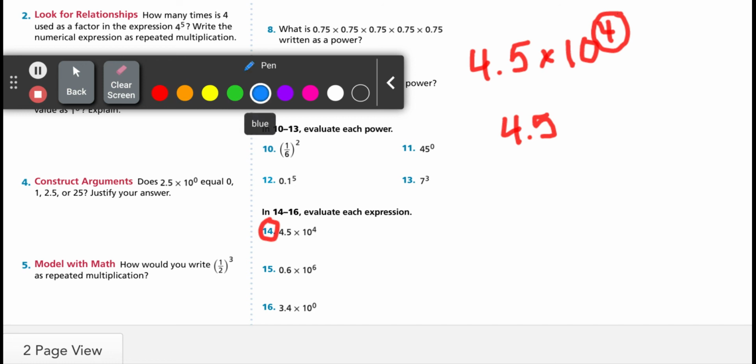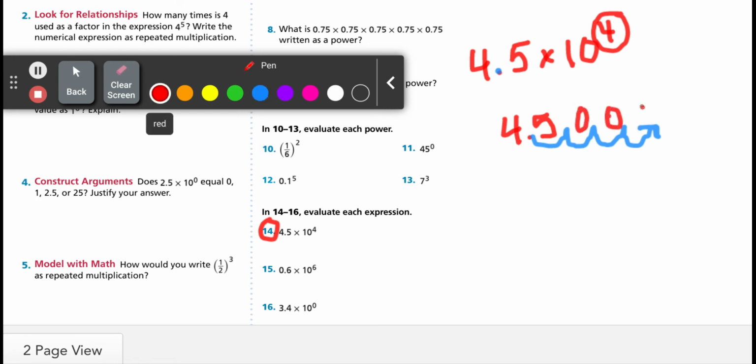So let's move it. 4 and 5/10 times 10 to the fourth power means I'll move my decimal 4 times. Fill in all those blanks with zeros. My answer is 45,000.